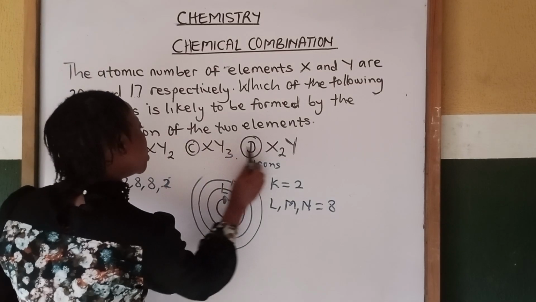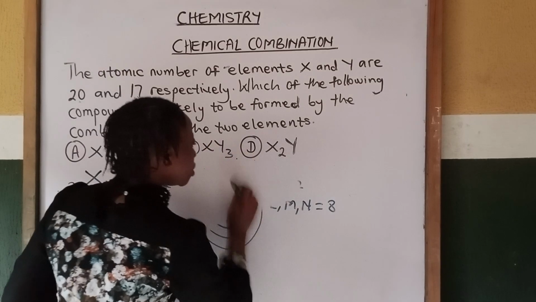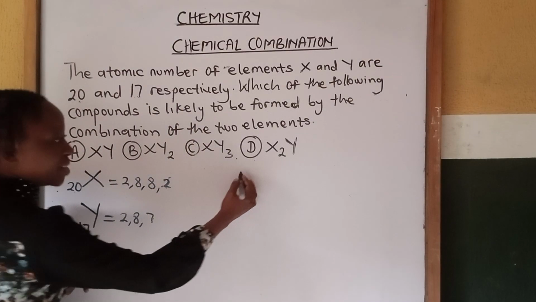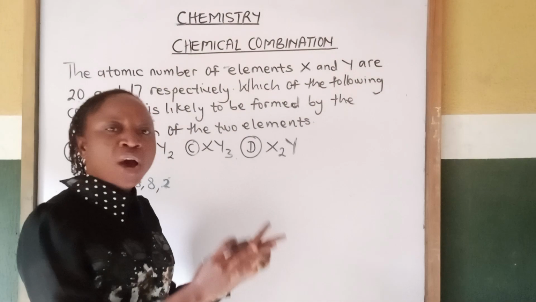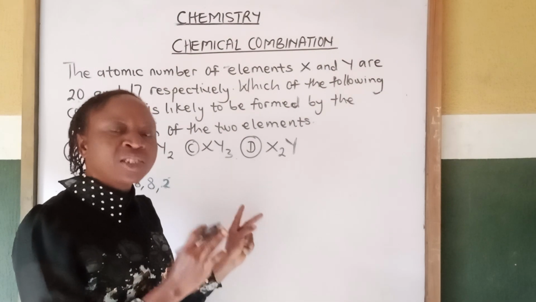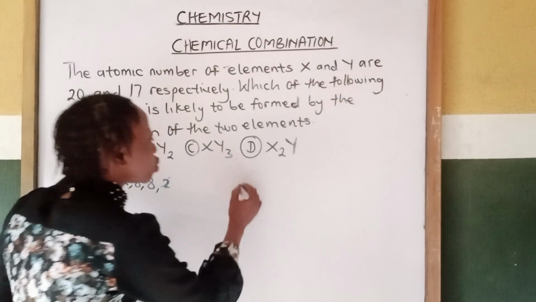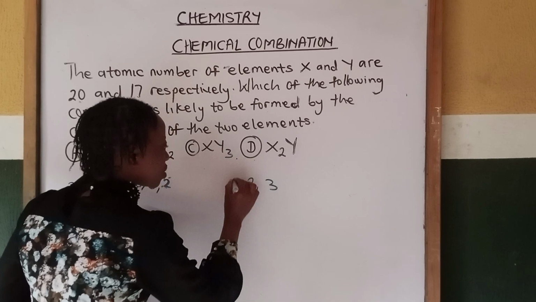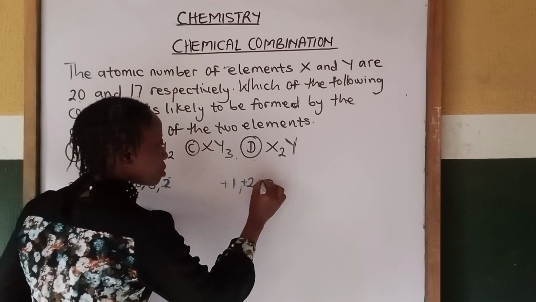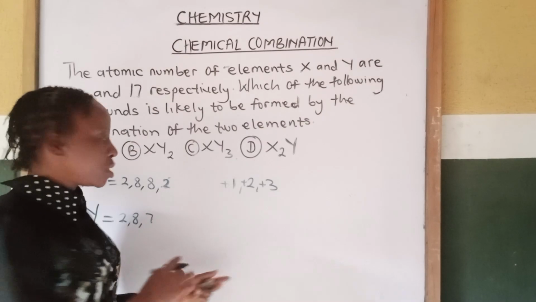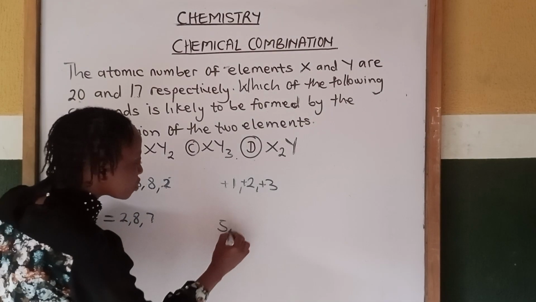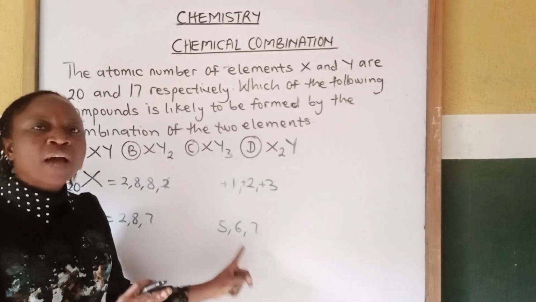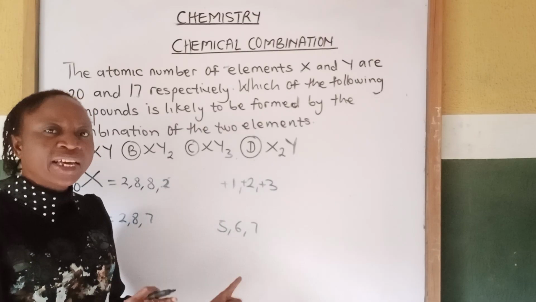So we are going to write them in the form of ions. So we need their valence. Those elements with 1, 2, and 3 valence electrons are positively charged. They are cations. So we need their number of charges. The elements with 5, 6, 7 valence electrons are negatively charged.